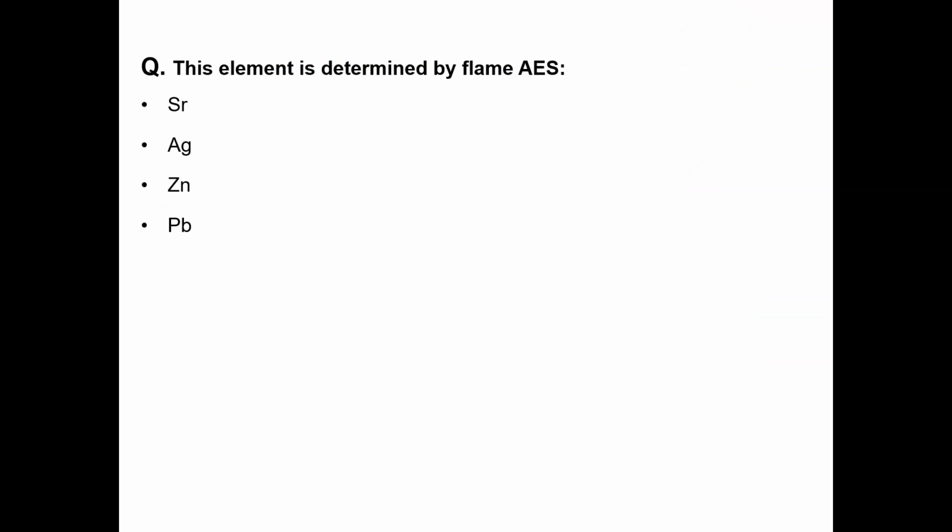So the next question: four elements are given here, strontium, silver, zinc, and lead. You have to determine which element will be determined by flame AES, because atomic emission spectroscopy can determine only some specific elements. So you have to select among these options. I'll wait for 1 or 2 minutes, and after that I'll explain.